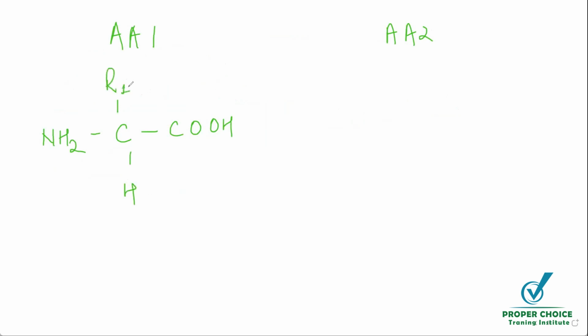See, let's take two amino acids. This is amino acid 1, amino acid 2. COOH, NH2, H, and R1 I'm writing so that I can differentiate that this is amino acid 1. Here COOH, NH2, R2, NH. Fine.